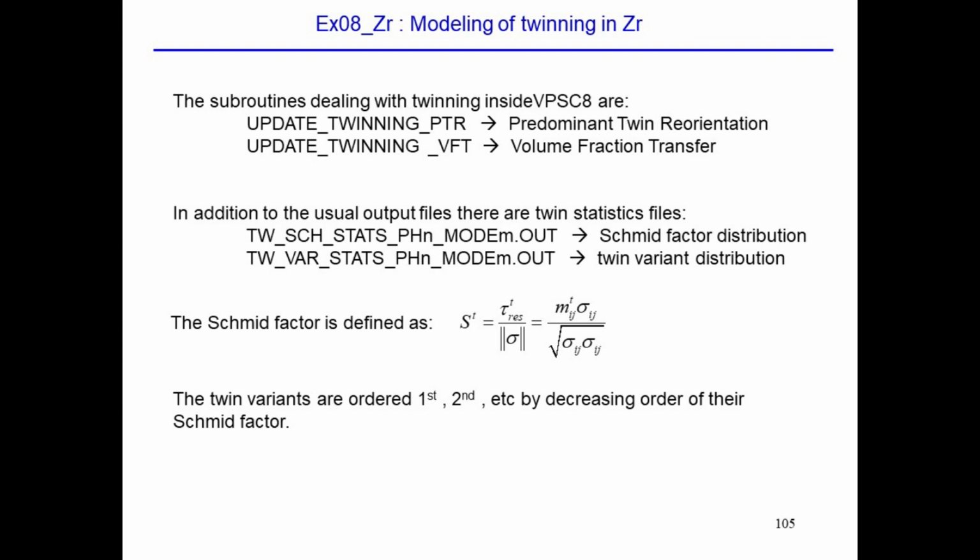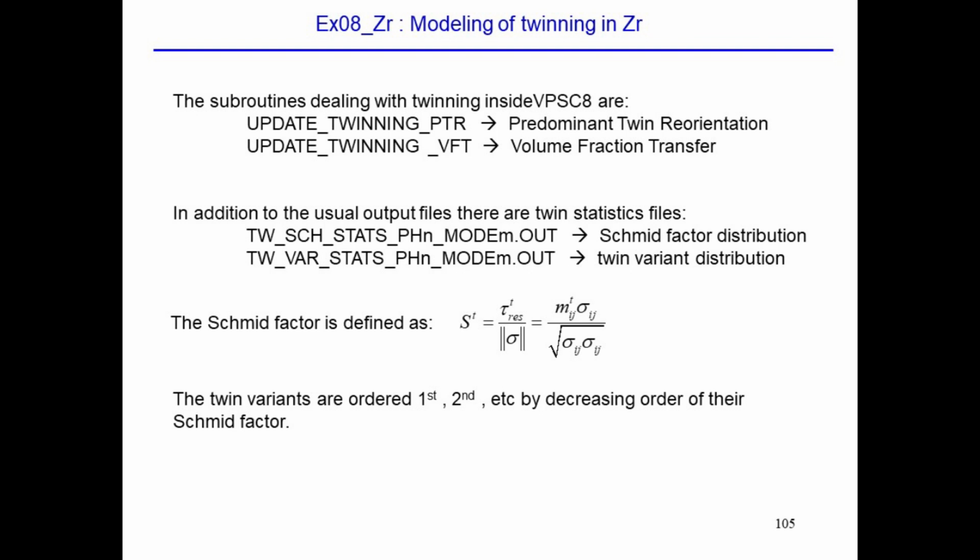Here, this one gets the Schmid factor distribution. We introduced already the Schmid factor. The Schmid factor for the twin is essentially the resolved shear on the twin divided by the norm of the stress. This is an indicator of which twin may be most likely activated, because the twins with the highest resolved shear are the ones you expect to be active. It's not always the case, as we will see, but that's what you expect. So it is a good indicator to use for the classification of the twins. The twin variants are ordered as first, second, etc. by decreasing order of the Schmid factor.